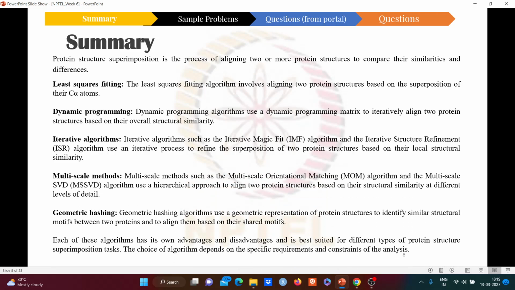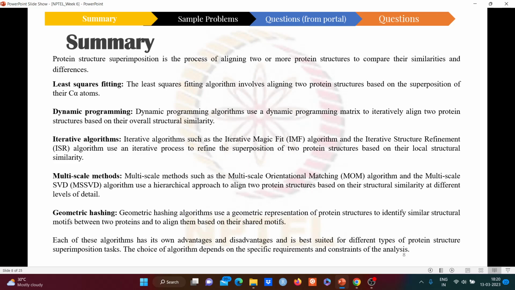Next are the multiscale methods, such as the multiscale orientational matching MOM algorithm or multiscale SVD, MSSVD algorithm, which use a hierarchical approach to align two protein structures based on their structural similarity at different levels of detail. These multiscale methods can handle large structural differences between proteins and can provide more accurate superimposition results than other algorithms.